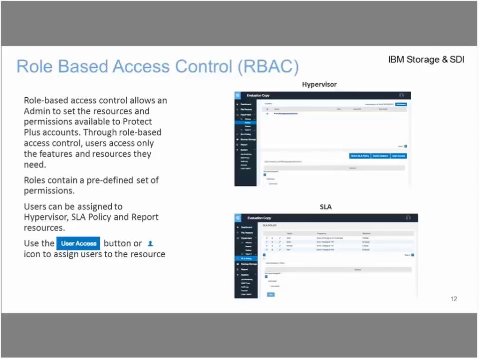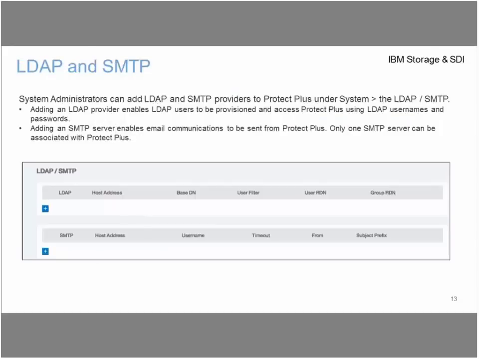Right? You're going to use either a button on the screen called User Access, or on certain screens you're going to use that icon that looks like a silhouette of a person, right, to assign the particular resources to that user. We can integrate Spectrum Protect Plus with an LDAP and SMTP environment as well.